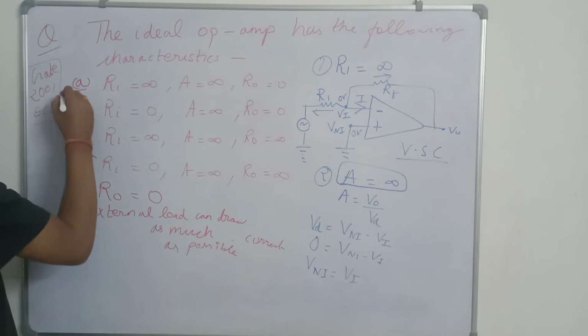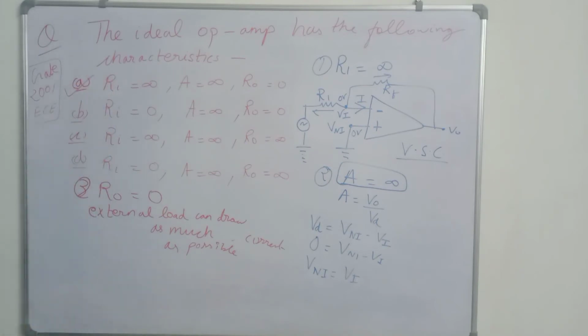So the correct option is A. Ri is infinite, gain is infinite, and R0 is 0. These are the characteristics of the ideal op-amp.